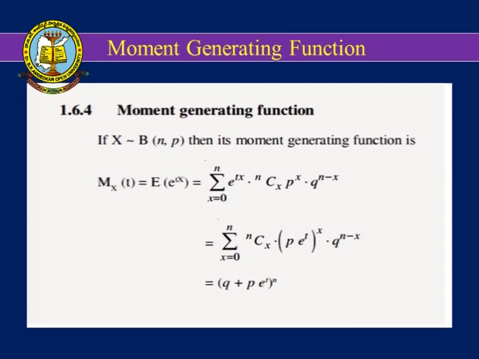So M_X(t) is equal to (q plus p e to the power of t) whole to the power of n, which is the required binomial distribution moment generating function. If you differentiate with respect to t and put t equal to 0, we will get the required mean and variance of the distribution. That is one of the main important properties of the binomial distribution.